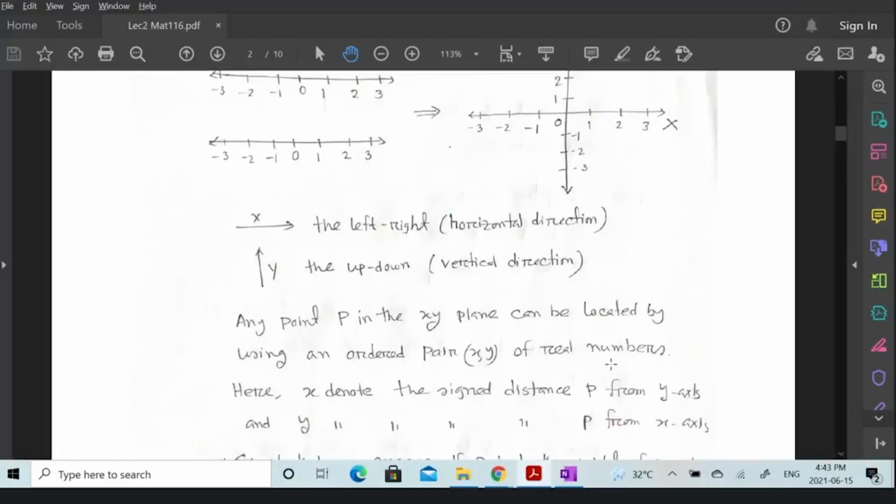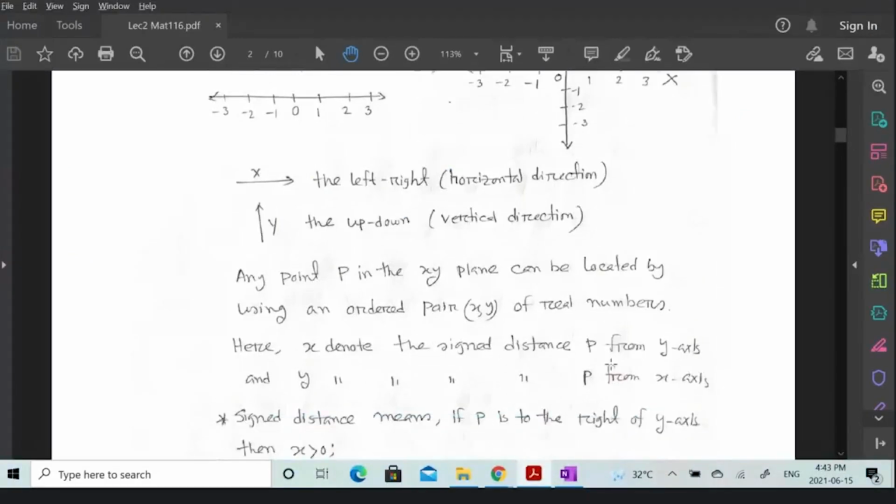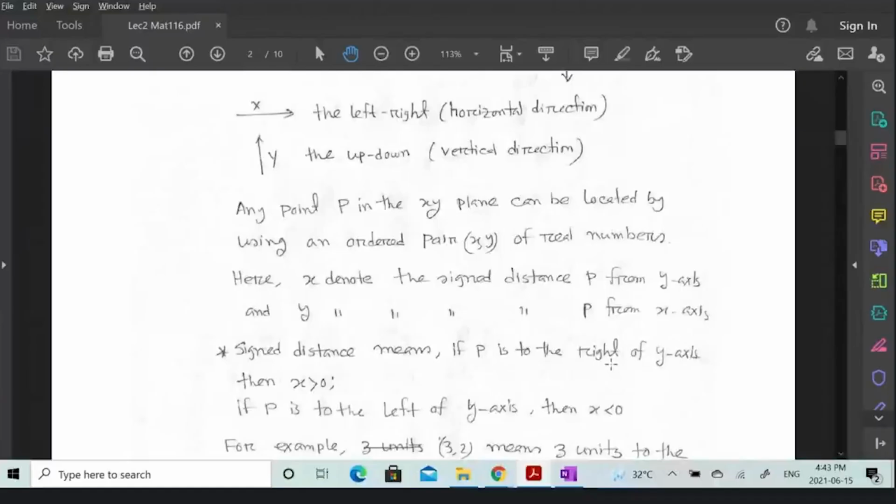So is it clear? Any question up to now? No, ma'am. Clear. Perfect.